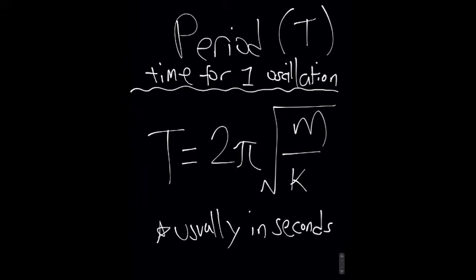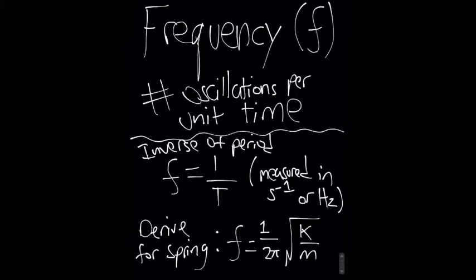For simple harmonic motion, the period is the time it takes for one oscillation. To find the period, you use the equation T equals 2 pi times the square root of m over k. The frequency of a system undergoing simple harmonic motion is the inverse of the period, or the number of oscillations per unit time. Frequency is often measured in seconds to the negative first, or hertz.